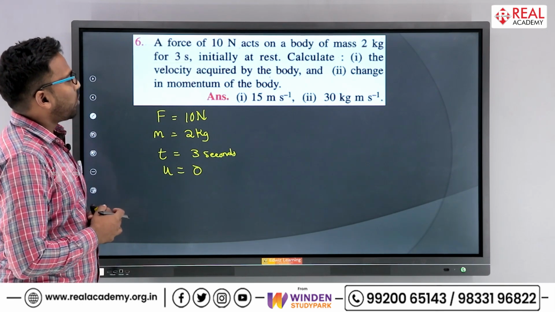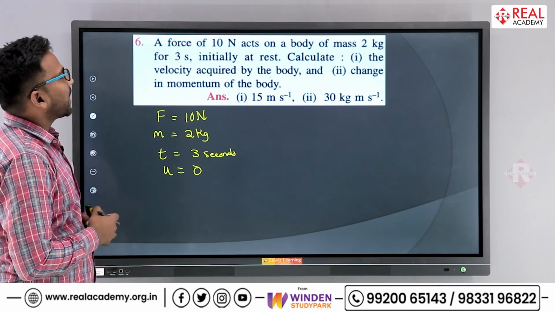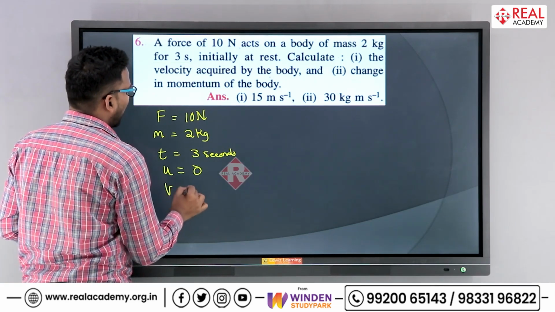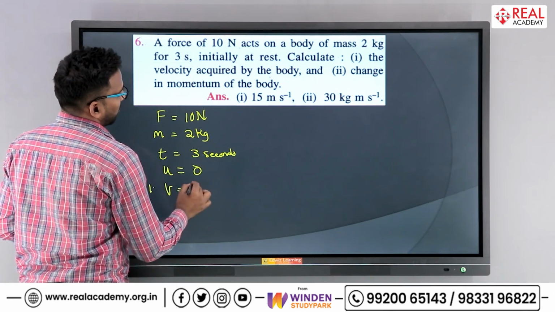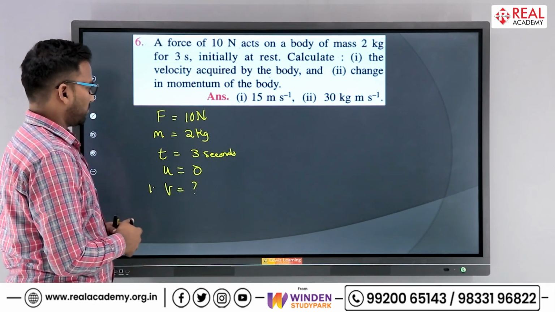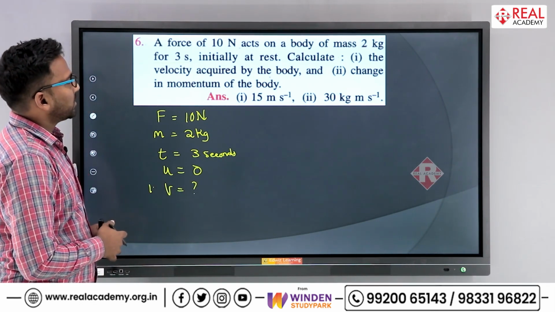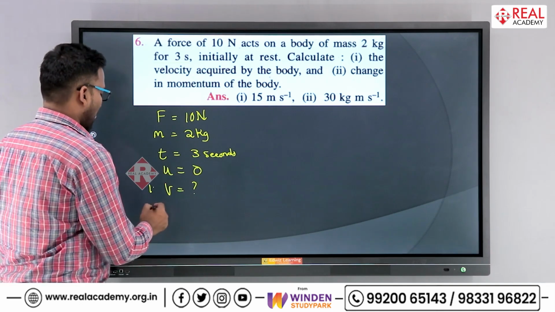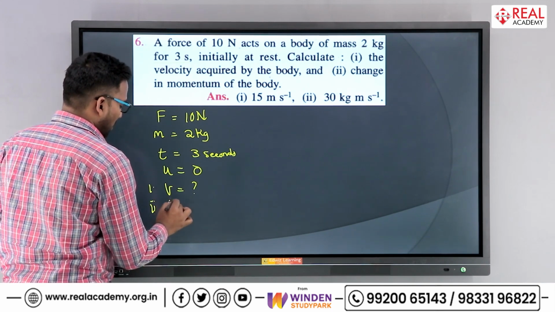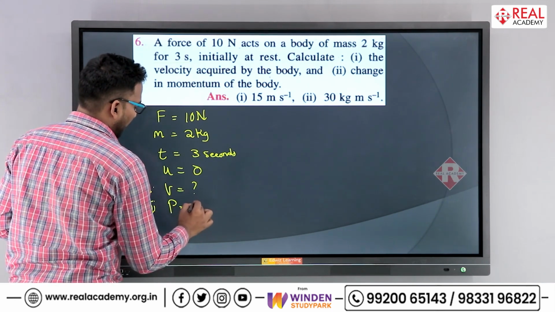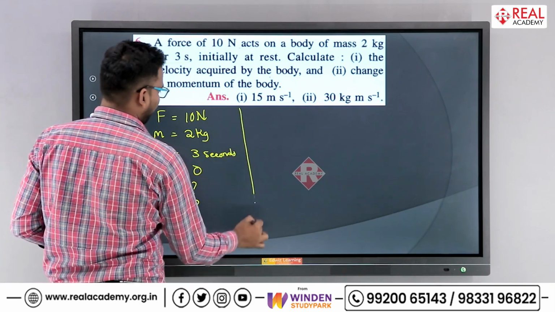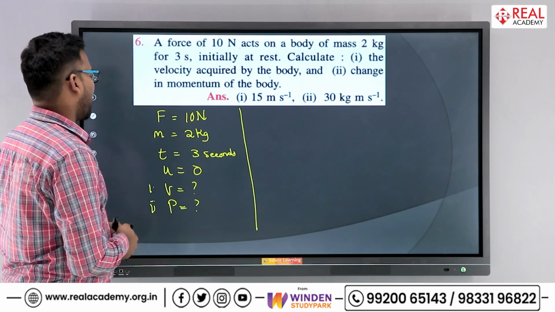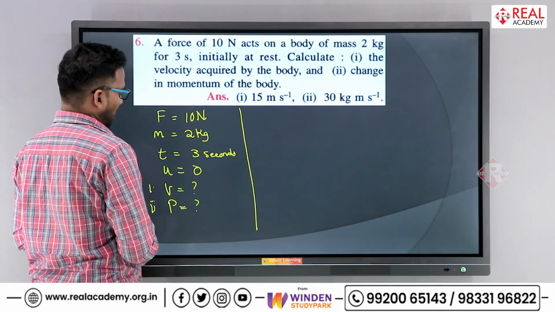Now, what are they asking us to find? First one, calculate the velocity required. That means they are asking us to find the final velocity, right? And second question, change in momentum. That means they are asking us to find linear momentum. Okay. Now, calculate the required velocity of the body.